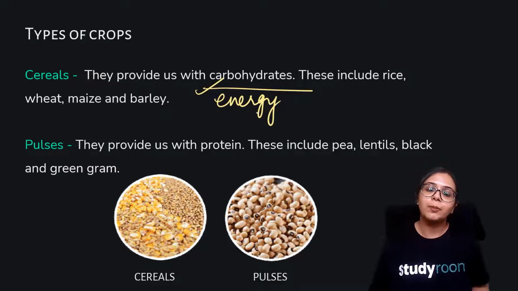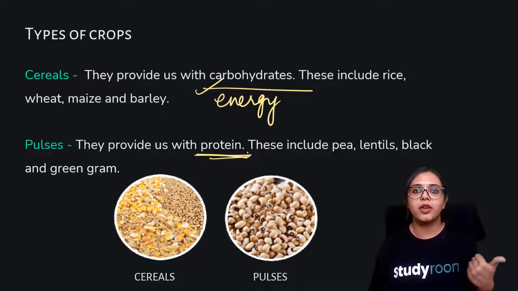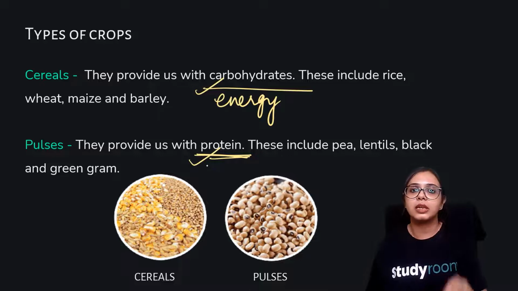Then we are getting pulses. We are getting protein from pulses. Protein is very imperative for our growth, our recovery and our healing, and also an important source of complex chemical compounds, DNA and RNA. So these include pea, lentils, black and green gram.